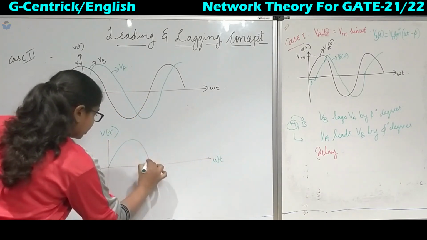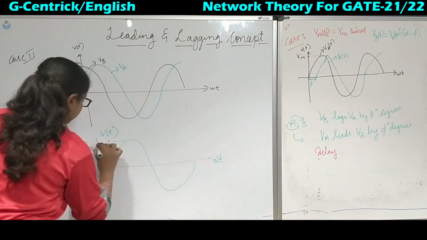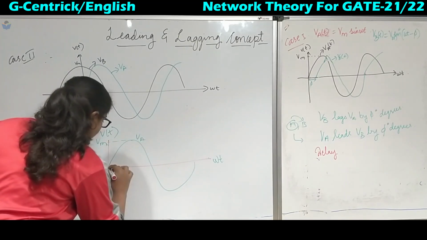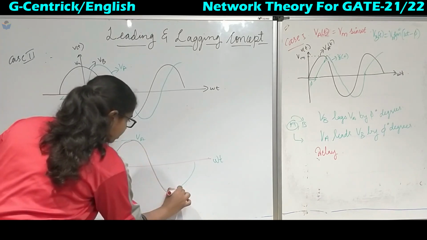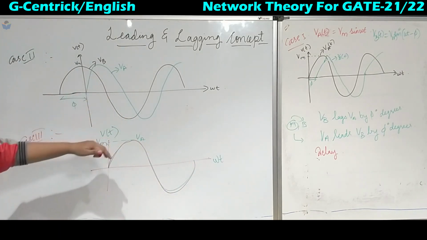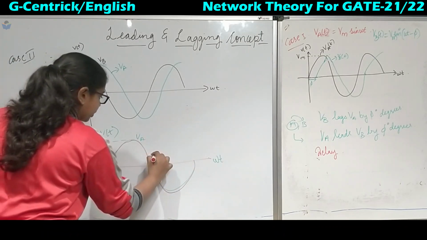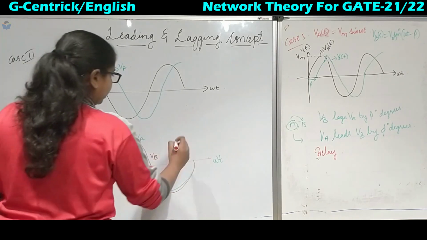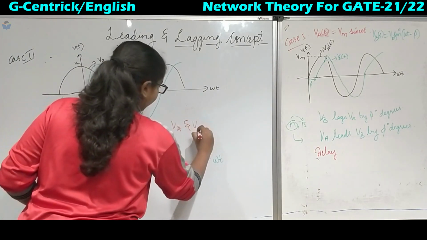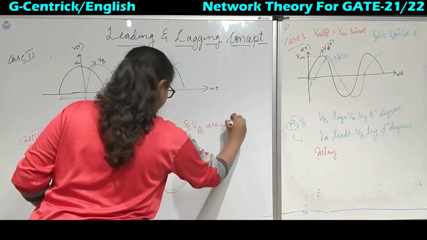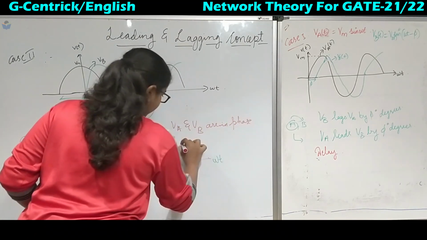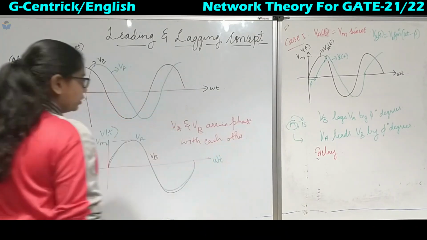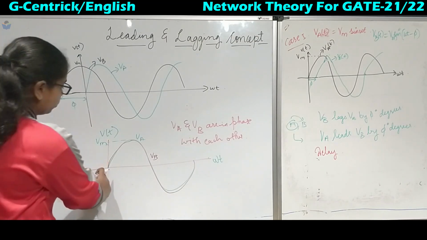Now this is the signal of Va, and here at the same time they are going to leave. Since their magnitudes are the same, they will overlap each other. So red indicates Vb and green indicates Va. In this case, what we will tell is that Va and Vb are in phase with each other. So there is no lag between them.